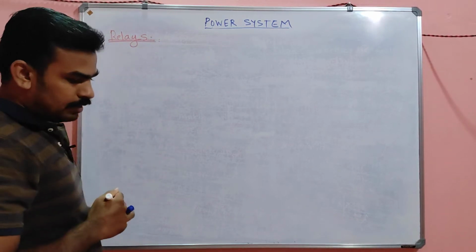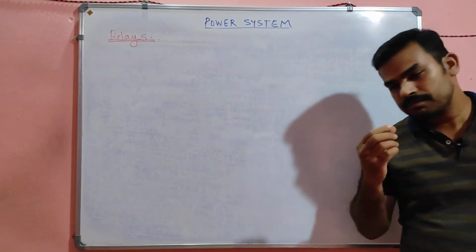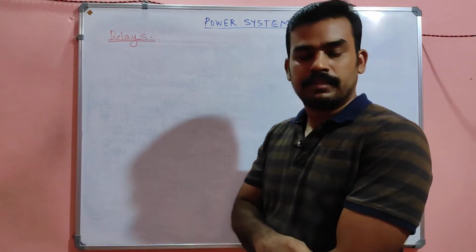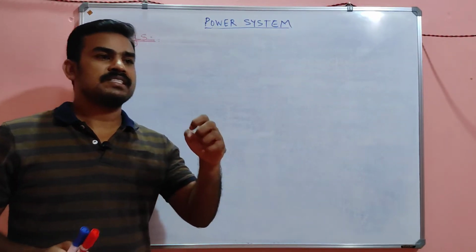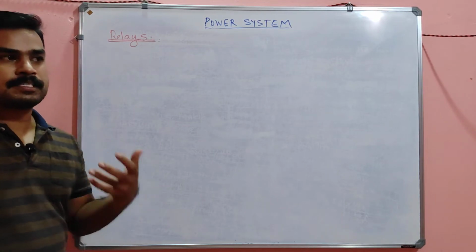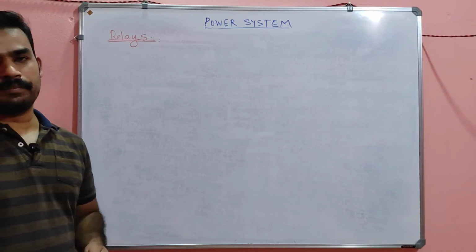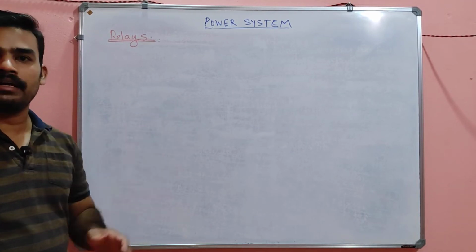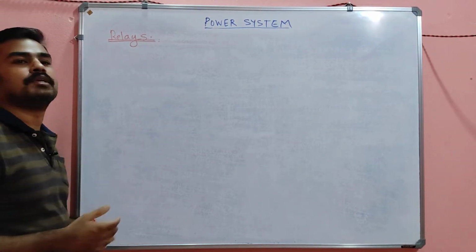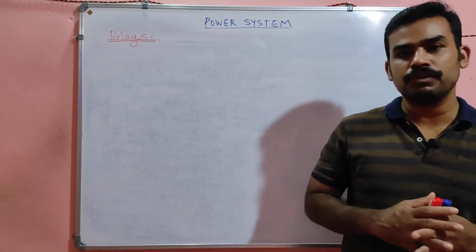So basically, what is meant by a relay? I already gave a brief idea about the relay. It is nothing but the sensing element. It senses or detects the fault, and it tells the circuit breaker, "Now you can trip." That message will be sent to the circuit breaker. So that is the simple definition of a relay.